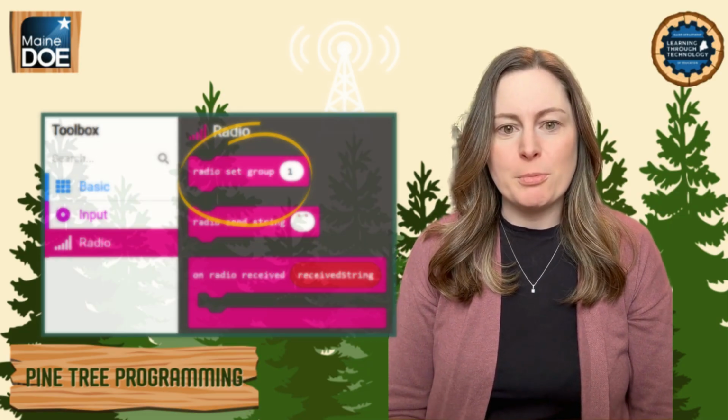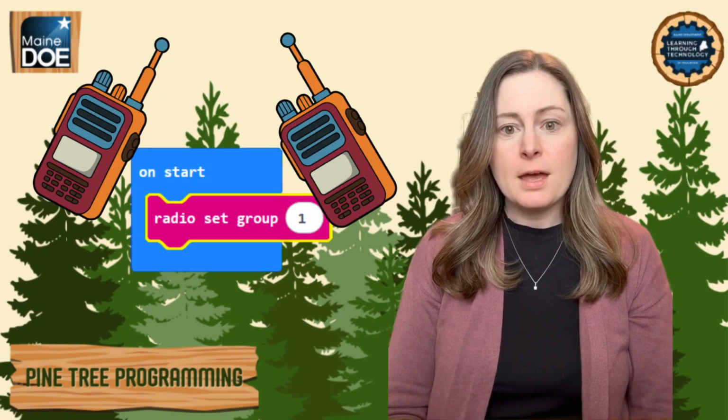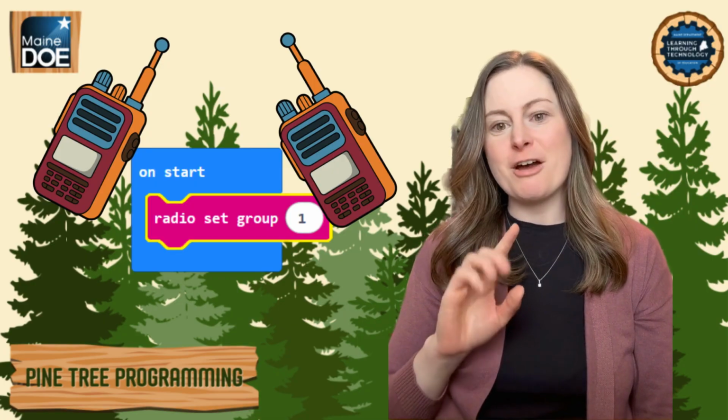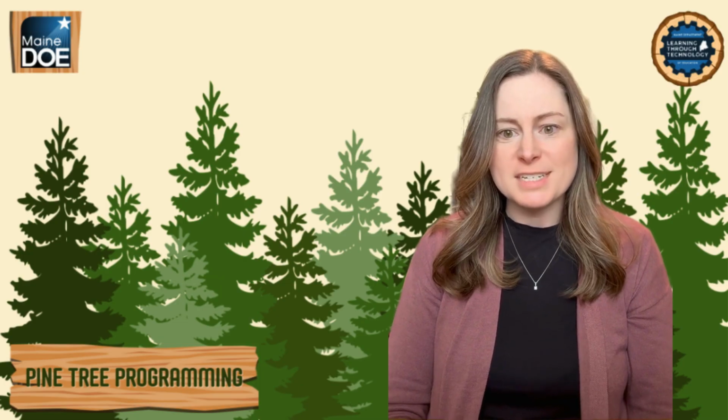So how does a tiny board talk to another one without wires? It's all about the radio group. Think of a radio group like a walkie-talkie channel. If you and your friend are both on group 1, you'll hear each other. But if you're on group 1 and they're on group 5, it'll be total silence. We use the radio set group block to make sure we're tuned into the right frequency. When you send a string, that's coder speak for text, the microbit turns those words into a radio signal, broadcasts it, and then any other microbit on the same channel catches it.